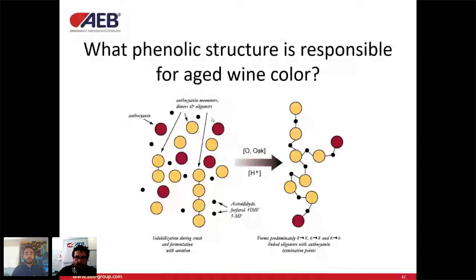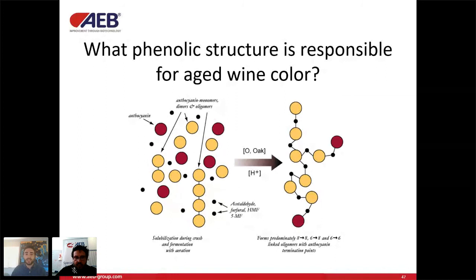However, for aged wine color, it is the polymeric anthocyanin that is responsible because it's the more stable form of the color. Second question is, which condensed tannin is the best for polymeric pigment formation?